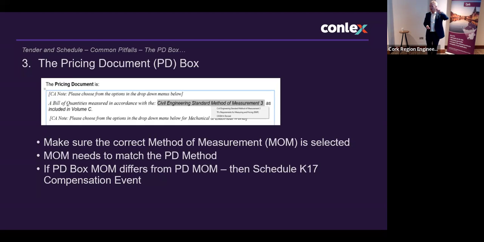Schedule takes precedence over the pricing document. If the pricing document isn't measured correctly, it's a compensation event. That could turn the job completely on its head in relation to compensation, because the bill is completely not measured correctly, as it's worked off the wrong method of measurement. Simple, but again, pick the correct method of measurement. Make sure the method of measurement that's been used in the pricing document is that particular method of measurement.